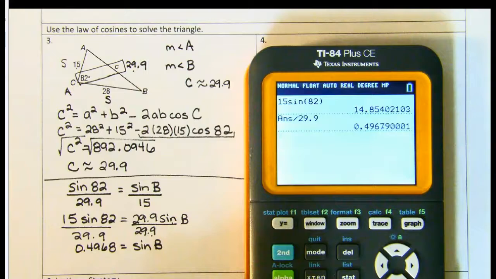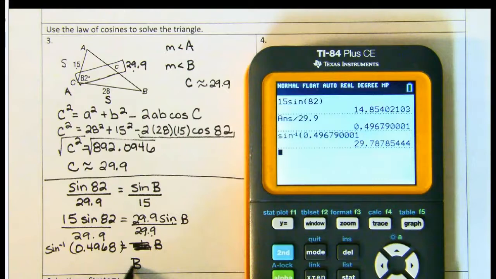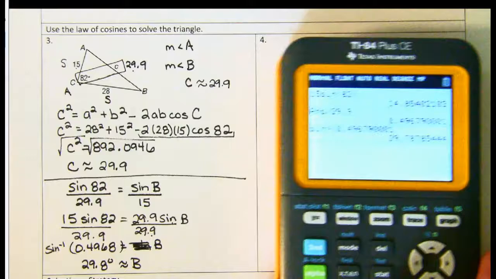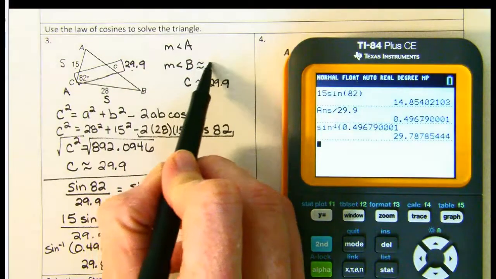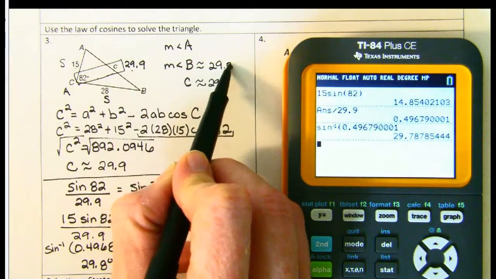Now remember, we are finding an angle. So we are going to take the inverse sine on both sides. That'll get rid of that. So we're going to say inverse sine, and then we're going to get angle B. So B is approximately 29.8 degrees. Since we have rounded that, that's 29.8 degrees.